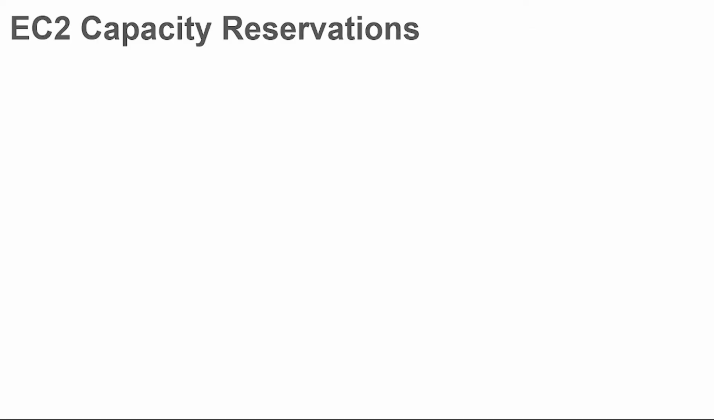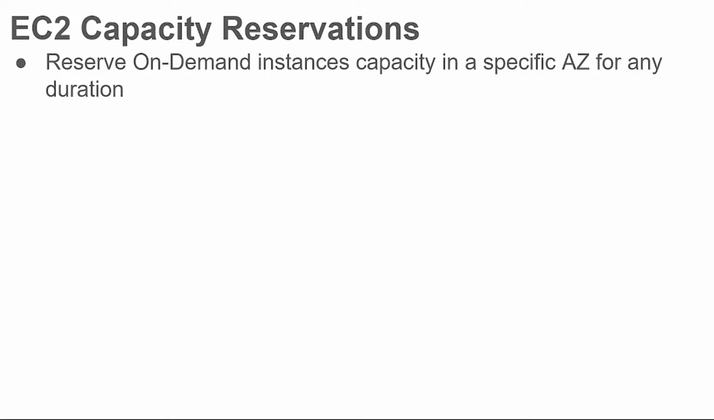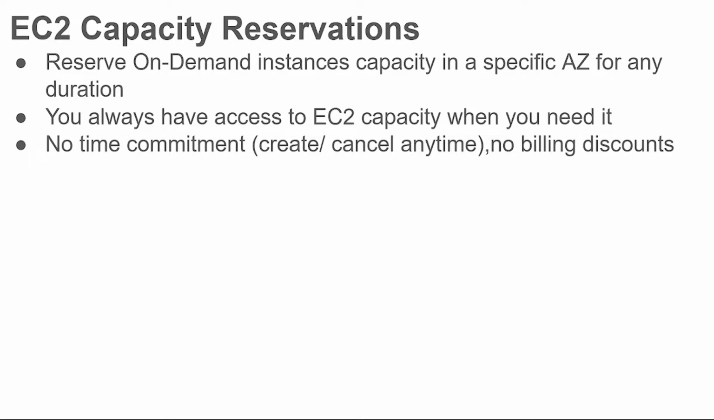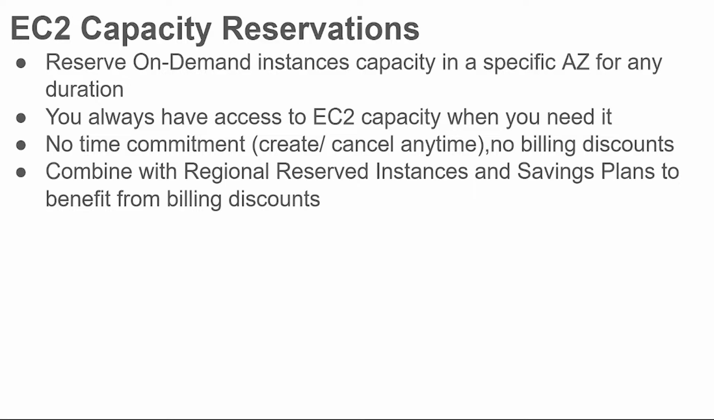Next is EC2 capacity reservations. In this type, you are reserving on-demand instance capacity in a specific availability zone for any duration, suppose it is 1 year or 3 years. You have access to EC2 capacity when you need it. No time commitment is required, you can create or cancel anytime. No billing discounts are included. Combine with regional reserved instances and savings plans to benefit from billing discounts. If you want some billing discount, you can combine it with them.